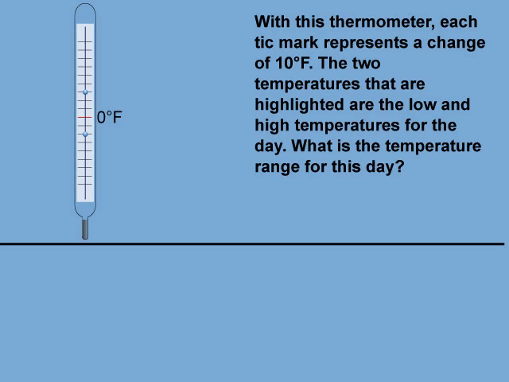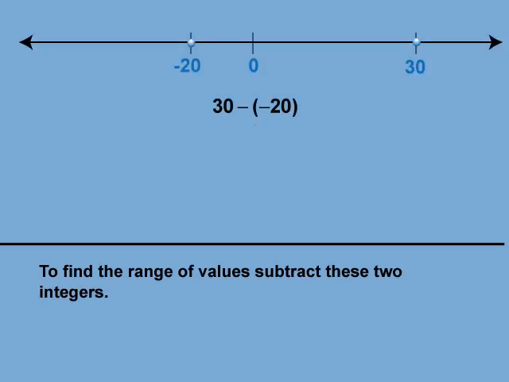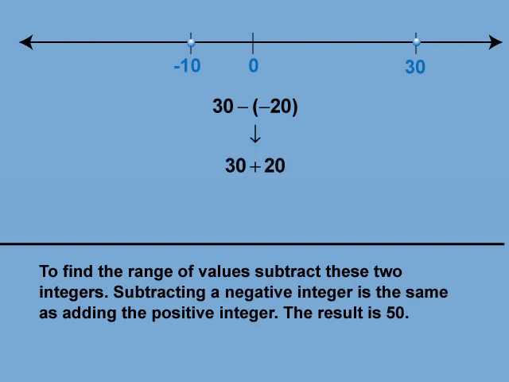With this thermometer, each tick mark represents a change of 10 degrees Fahrenheit. The two temperatures that are highlighted are the low and high temperatures for the day. What is the temperature range for this day? Turn the thermometer into a horizontal number line and label the points on the number line. To find the range of values, subtract these two integers. Subtracting a negative integer is the same as adding the positive integer. The result is 50. Let's look at another example.